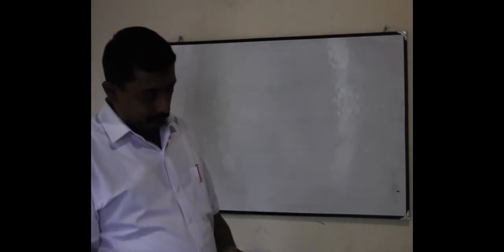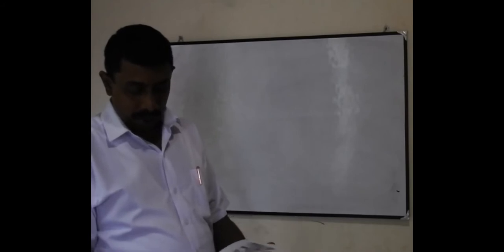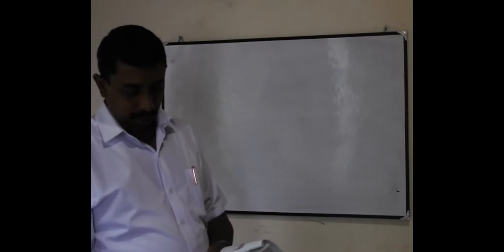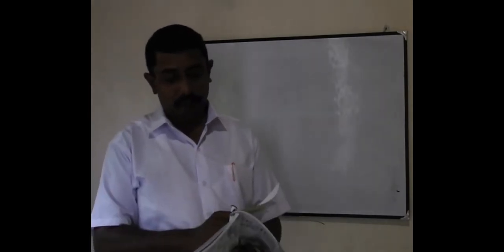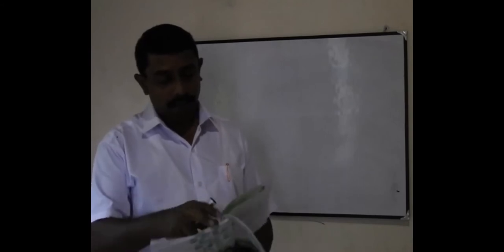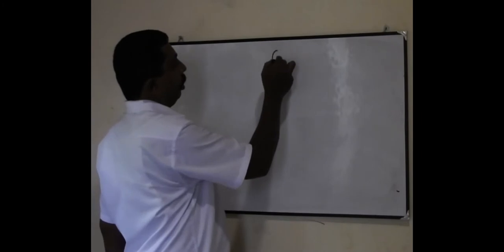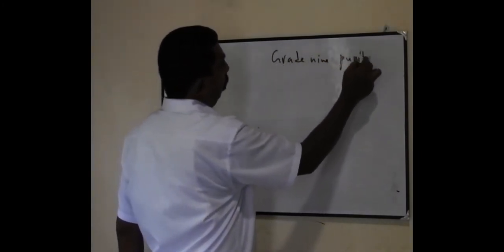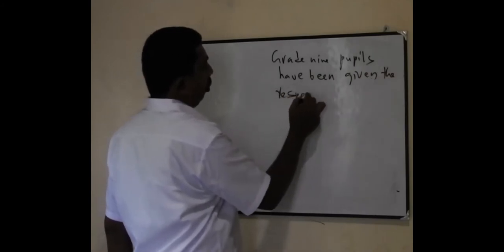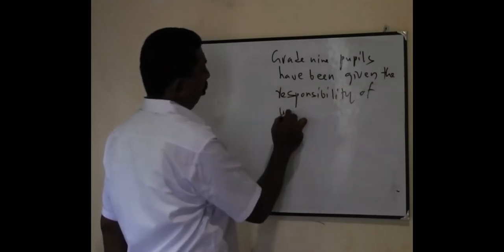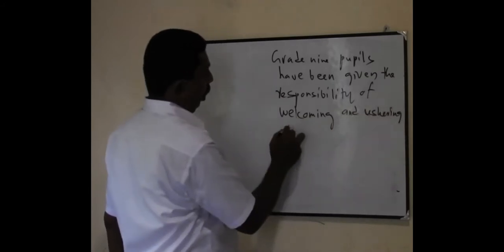Right. Next. What is the responsibility given to the grade 9 pupils? Here it is mentioned. They have been given the responsibility of welcoming and ushering the guests. Grade 9 pupils have been given the responsibility of welcoming and ushering the guests.